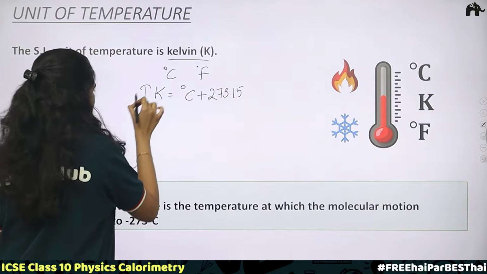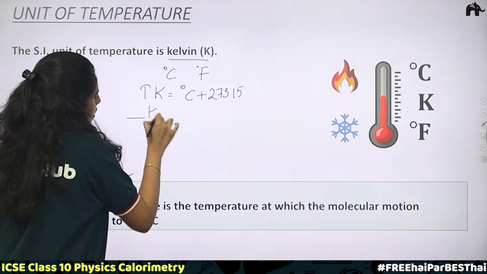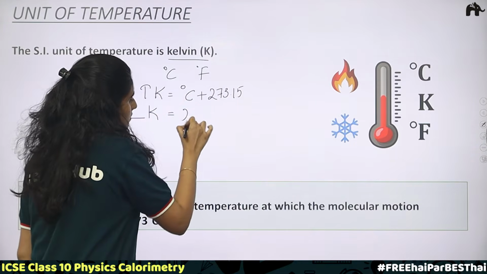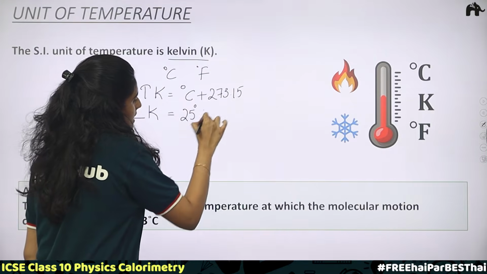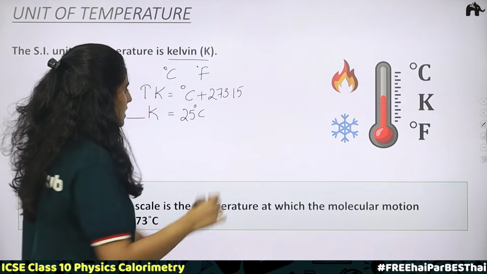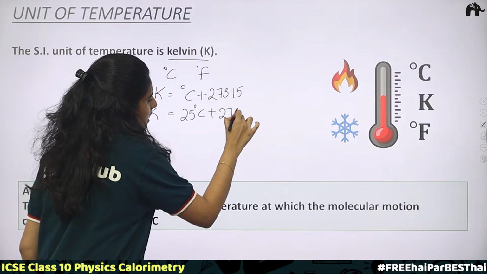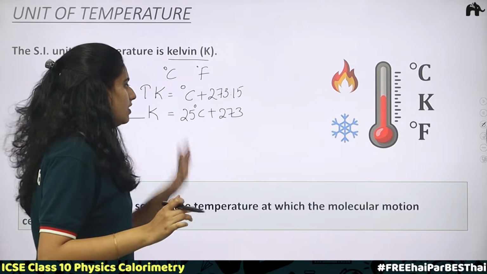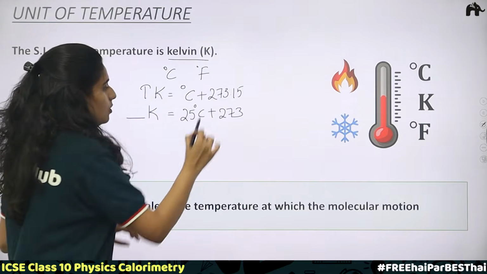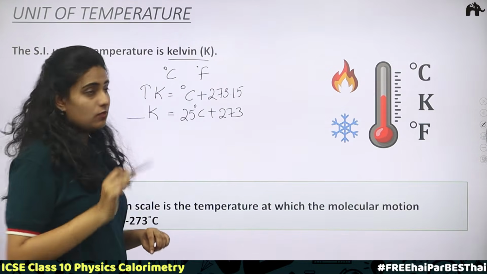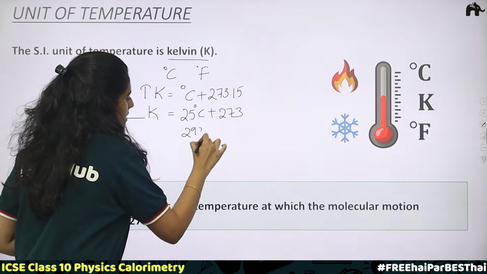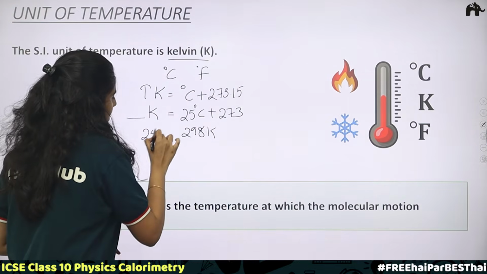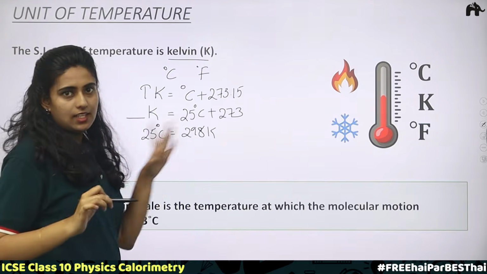For example, let's see how much Kelvin you get if the temperature given is 25 degrees Celsius. 25 degrees Celsius plus 273. It is not necessary to always take 273.15, just 273 is enough. How much do we get? 273 plus 25, which is 298. So 25 degrees Celsius is equal to 298 Kelvin.